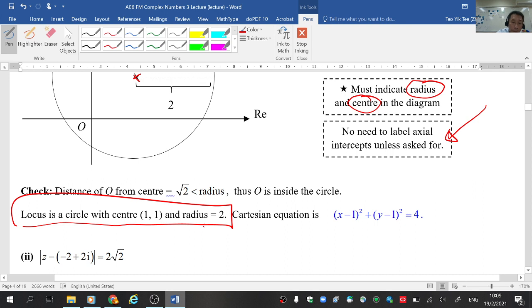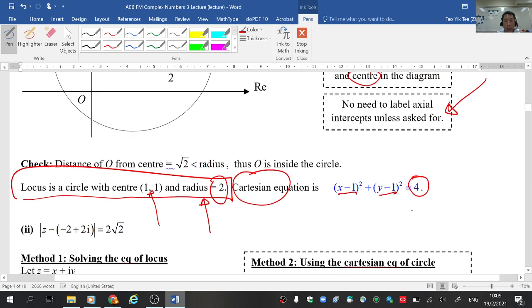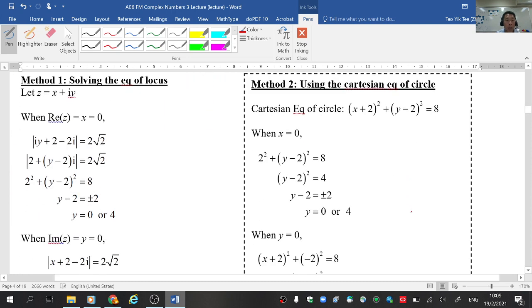Then, if you know this, the question asks for the Cartesian equation. You need to fall back onto your secondary school knowledge. Okay, secondary school already taught you the standard equation of a circle. If the center is (1, 1), it's just (x minus 1) squared plus (y minus 1) squared. Radius 2, this will be your 2 squared. This is your Cartesian equation. So similarly, you are able to do this.